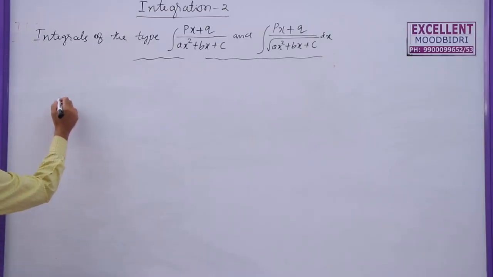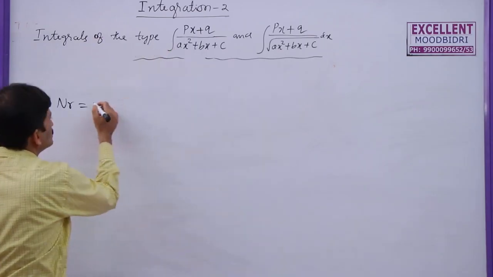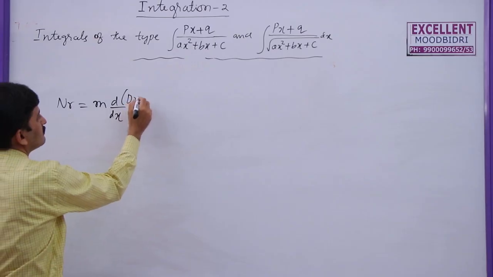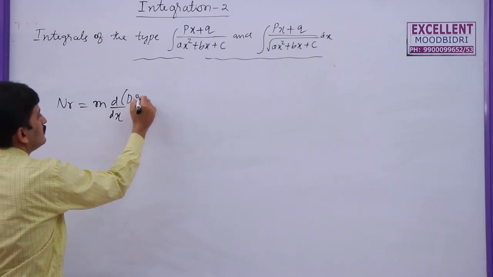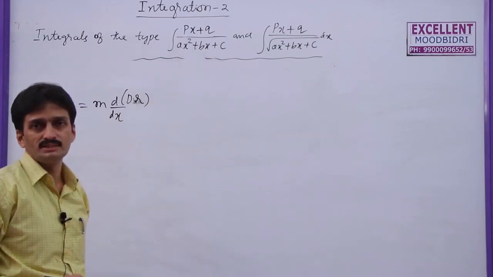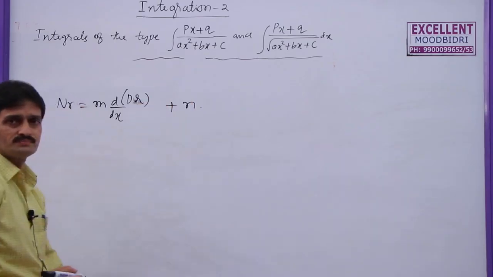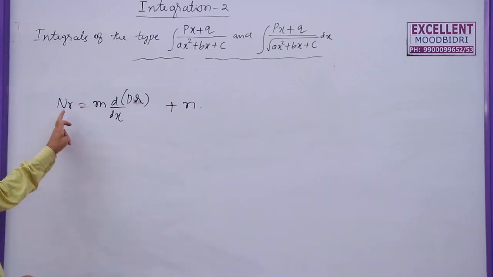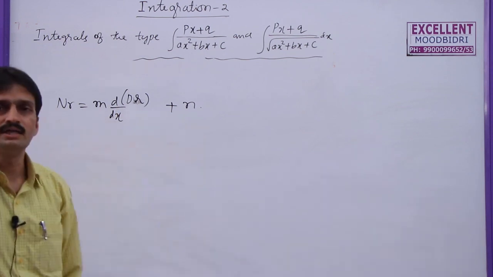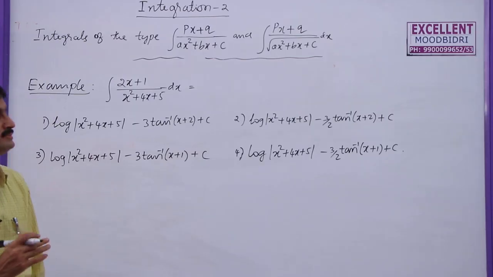What is the method? You should write the numerator, that is px plus q, as m into d by dx of the denominator, the derivative of the denominator, that is derivative of ax square plus bx plus c, plus some number n. Okay, so this is the method. The numerator should be written as m into derivative of denominator plus n. Okay, let us see one example.